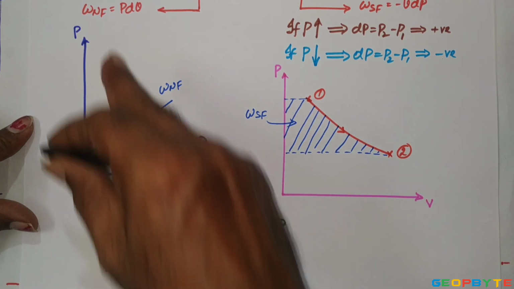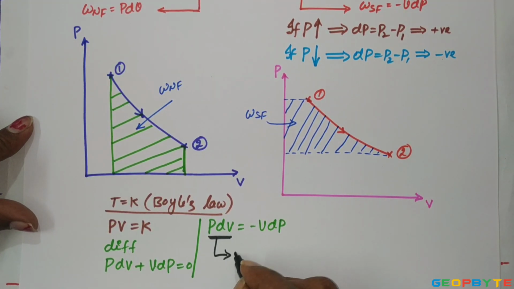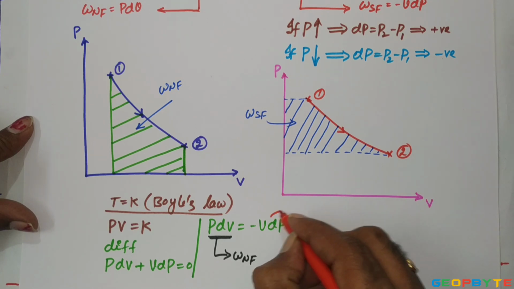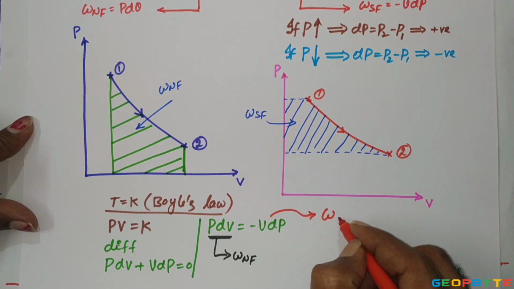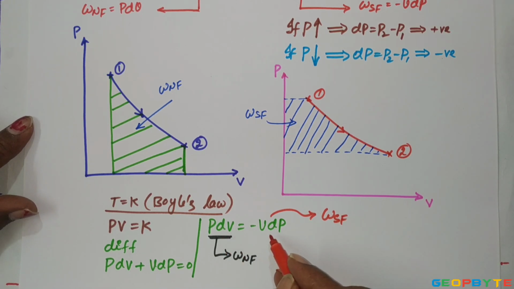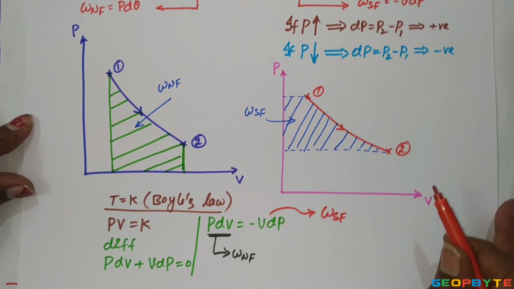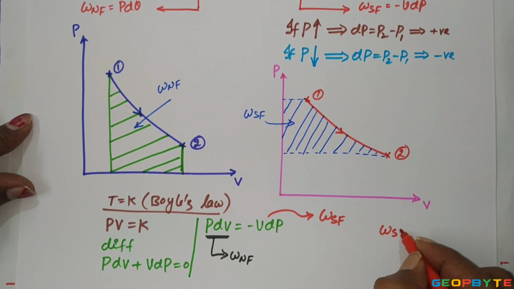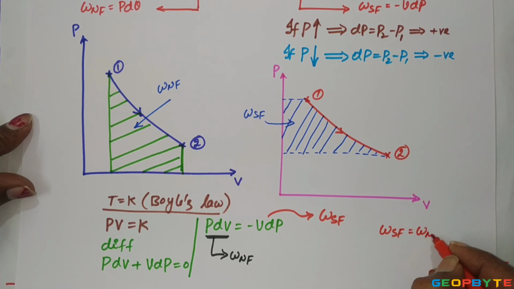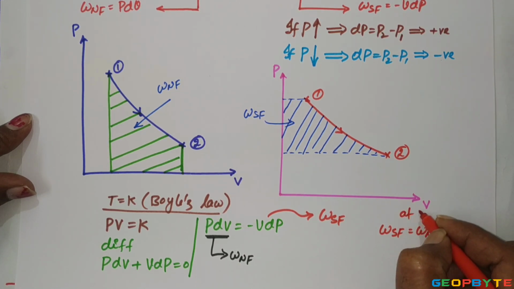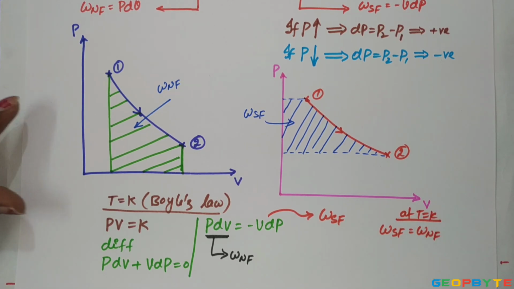This PdV is the non-flow work part, whereas minus VdP is the steady flow work part. But PdV is equal to minus VdP for an isothermal process according to Boyle's law. Therefore, the steady flow work is equal to non-flow work at constant temperature, or for an isothermal process.